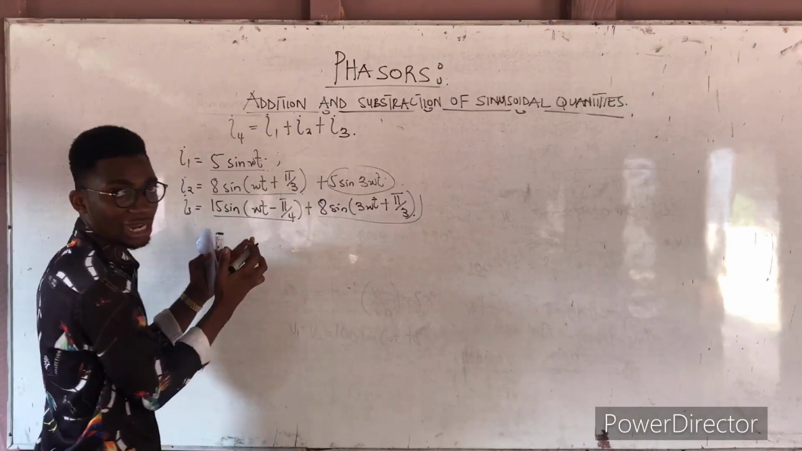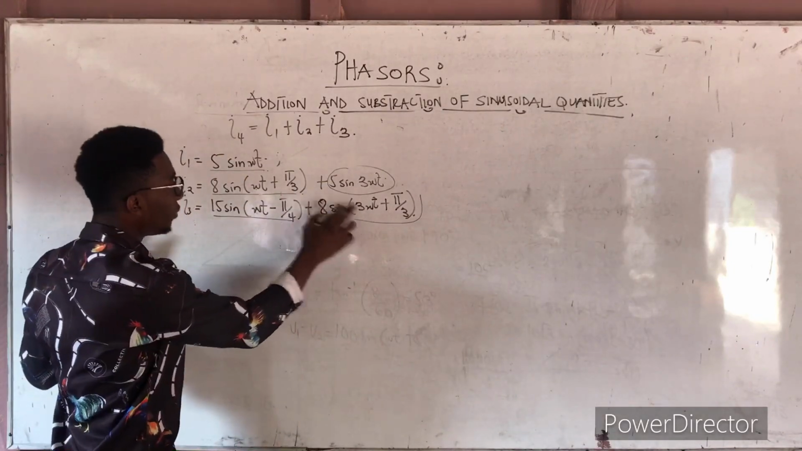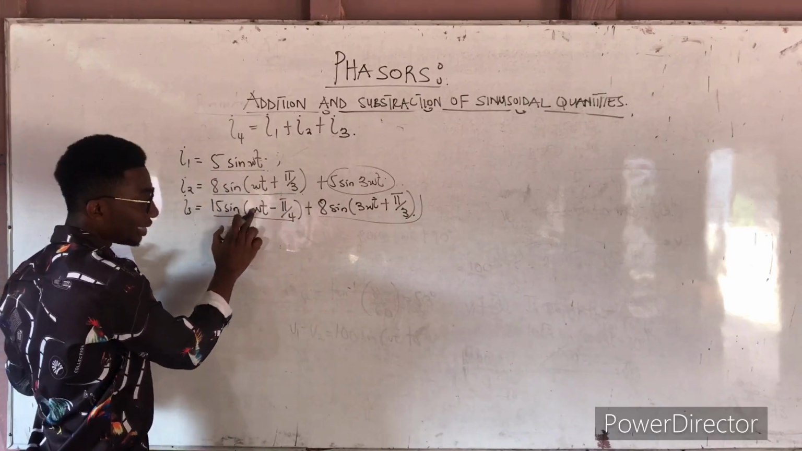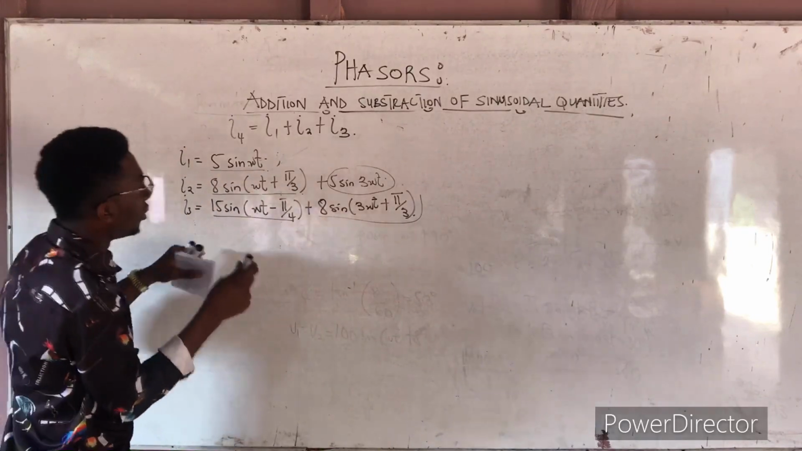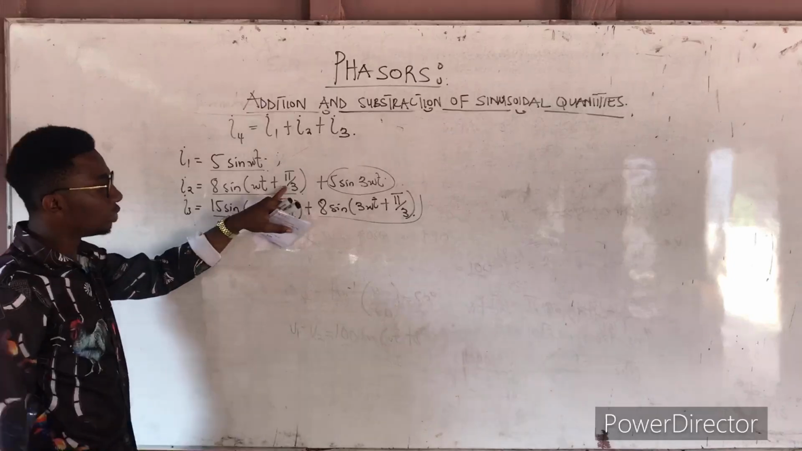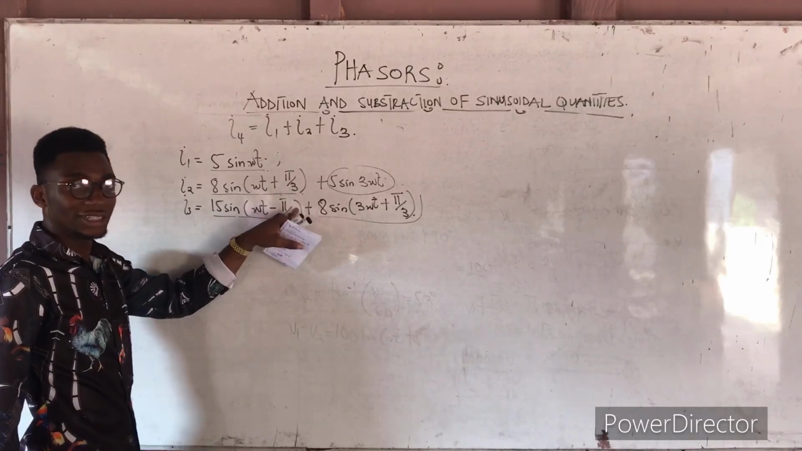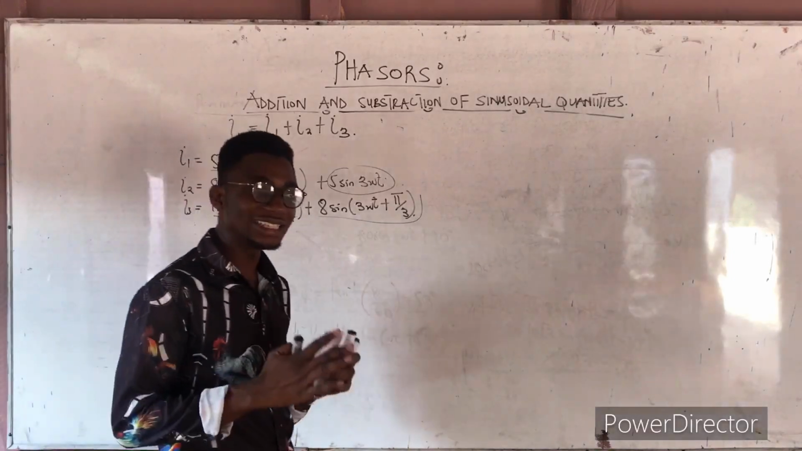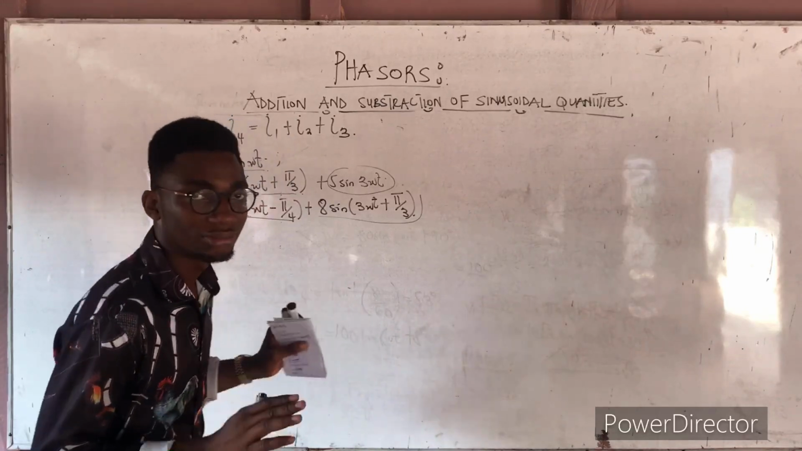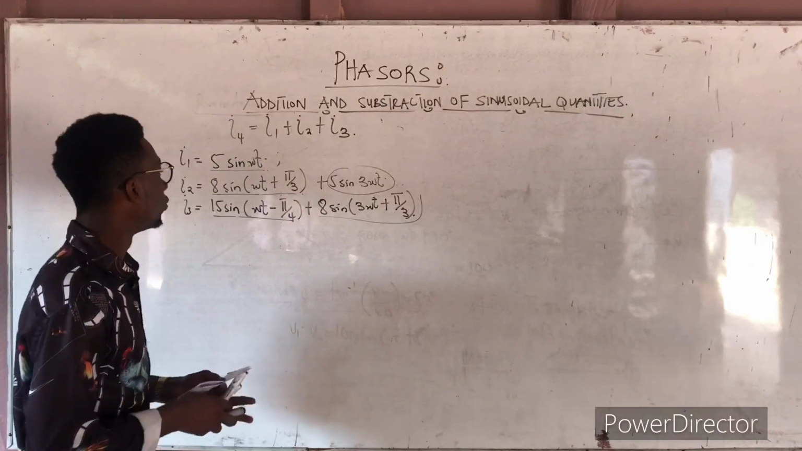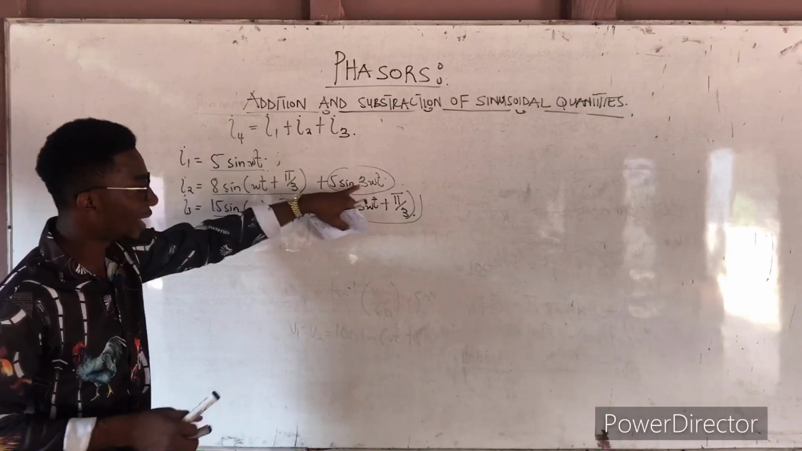We can't add them all together. We can add this, and we can also add this plus this plus this plus that. But this and this have two different phase angles. So that means without the phasor diagram, we can't actually tackle this question. So now we have to start with this one, and after that we come here.